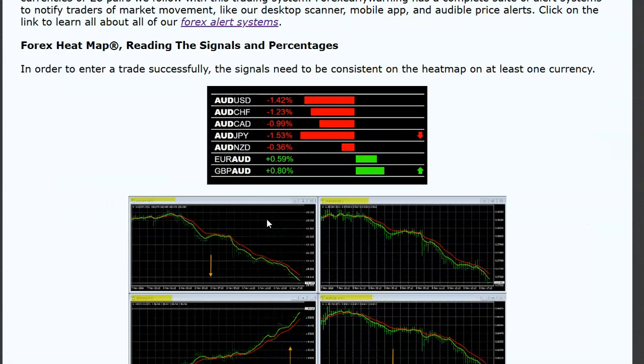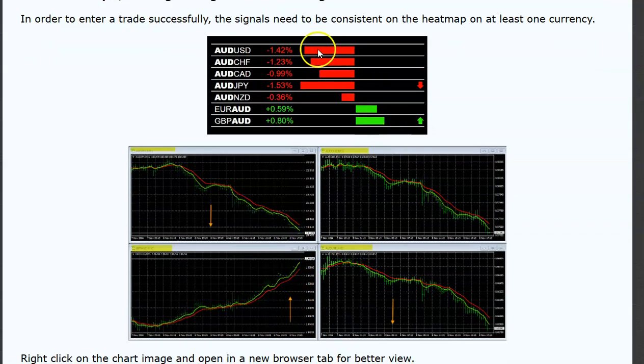So what you can do now is match up the heat map with your chart setup. Look at this example here. The Aussie dollar is clearly weak across the board. Here are all the Aussie dollar pairs, 4 of them out of the 7 on one screen. So you can see the Aussie dollar weakness. In some cases, the Aussie dollar is the cross currency, and you get this fantastic movement on the British pound against the Aussie dollar.